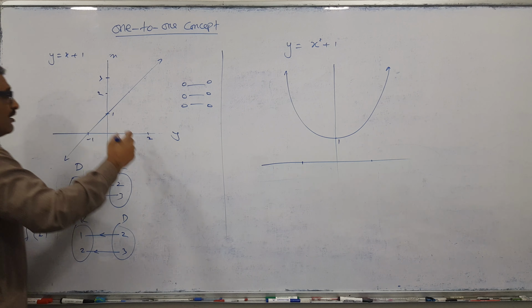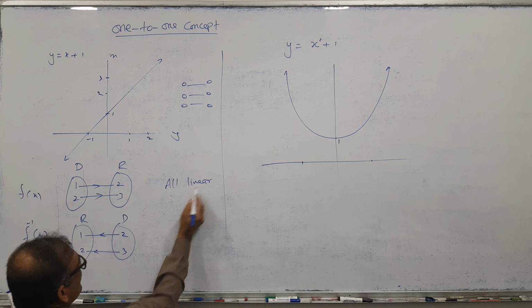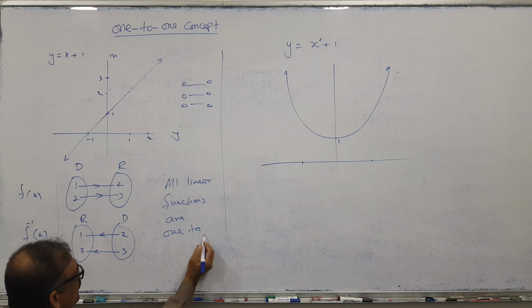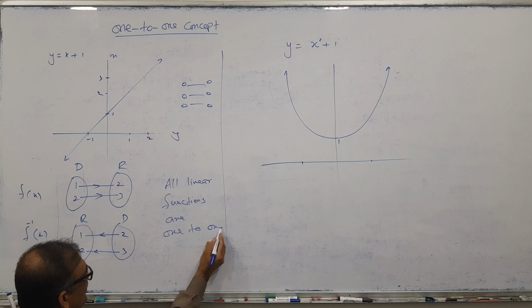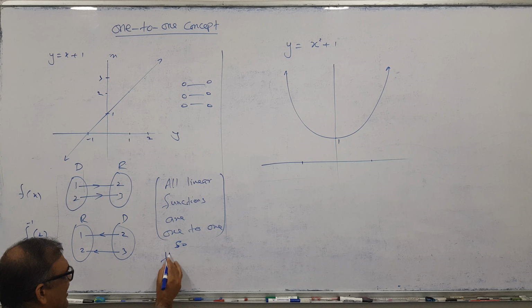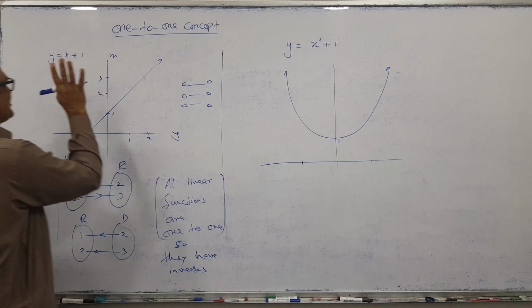I can say that all linear functions are one-to-one. And if they are one-to-one, they have inverses. It means the inverse exists for them.